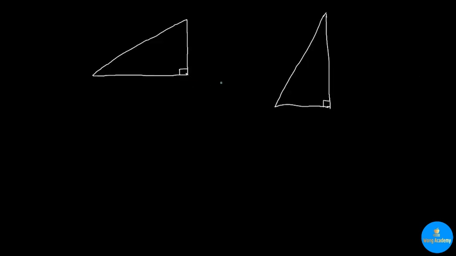Next, we have two congruent triangles with different orientation. The smaller angle here is of size 30 degrees, or in radian measure, pi over 6. And the larger angle here is of size 60 degrees, or in radian measure, pi over 3. So this angle is pi over 6, and this angle is of size pi over 3.